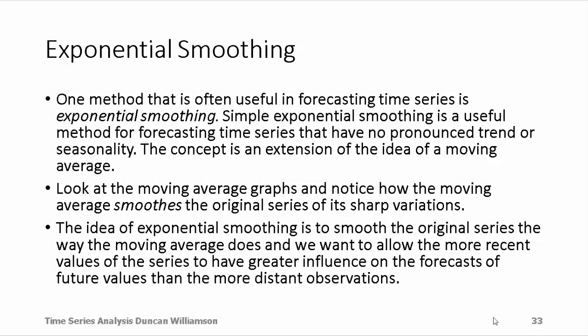One method that's often useful in forecasting time series is exponential smoothing. Simple exponential smoothing is a useful method for forecasting time series that have no pronounced trend or seasonality. And the concept is an extension of the idea of a moving average. Look at the moving average graphs now and notice how the moving average smooths the original series of its sharp variation. And the idea of exponential smoothing is to smooth the original series the way the moving average does, and we want to allow the more recent values of the series to have greater influence on the forecast for future values than the more distant observations.